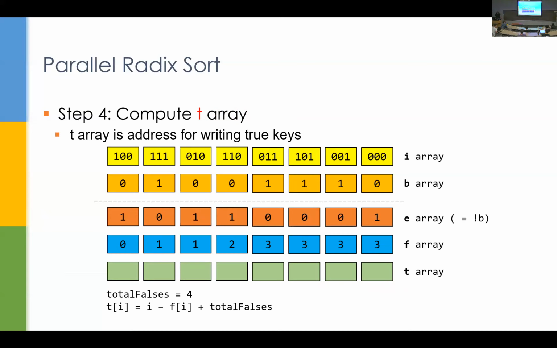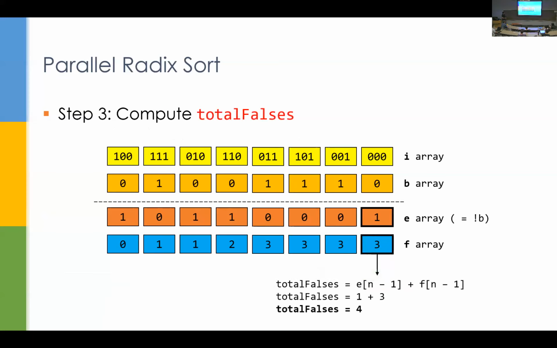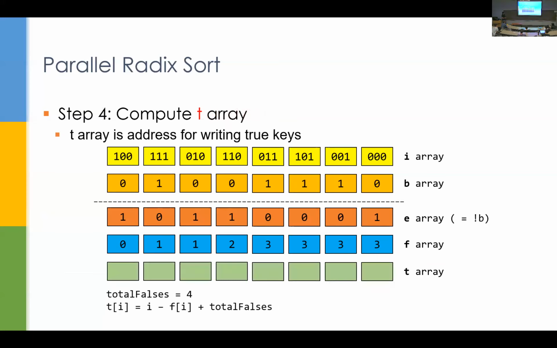Here is the true array. So how are you going to compute that? You're going to compute this using this simple formula, which is compute the total number of falses that we had from this equation, and then offset it by that, and then add wherever you have a 1. So you get 4, 4, 5, because that's a 1 there, and so on. So now the T array is the indices of where you're going to write the true values.